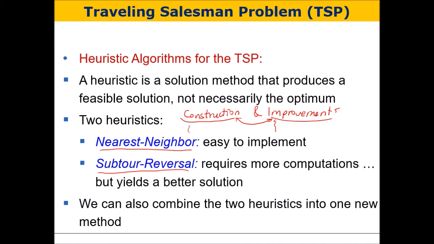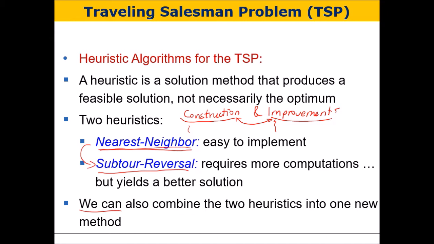And in order to solve a problem with a heuristic algorithm, you don't need to develop the mathematical programming formulation. You can just start from the definition of the problem and develop a heuristic algorithm. If you like, you can combine these two algorithms with each other. You start with the nearest neighborhood, you come up with a solution, and then you use that solution inside the subtour reversal heuristic and try to improve its value, and it is a new heuristic.